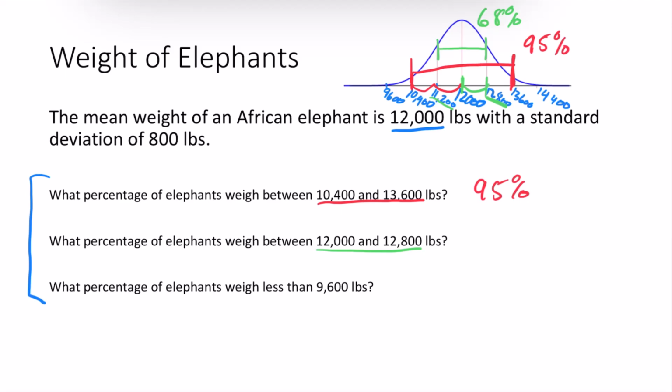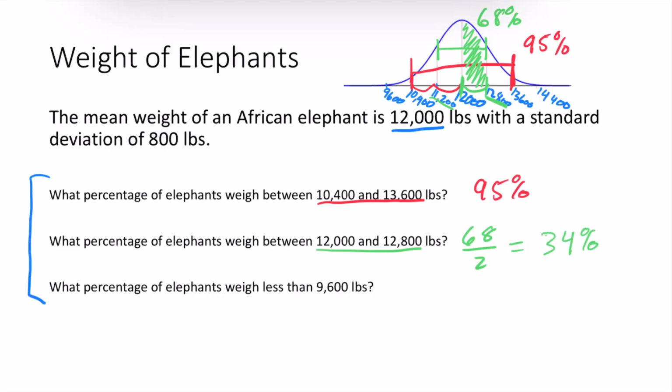However, I don't want to know how many elephants are in that entire range. I just want to know how many elephants are in this range. And luckily, the normal distribution curve is symmetrical. And so basically, that's just going to be half of the 68%. So I'm going to say 68%, split it in half because I'm only looking at the data points between 12,000 and 12,800. And that tells me that the percentage of elephants that weigh between 12,000 and 12,800 is 34%.